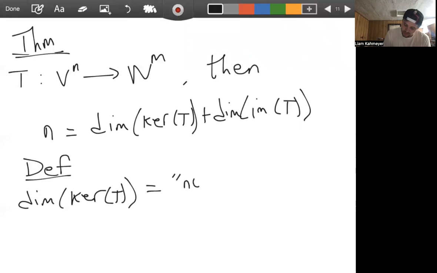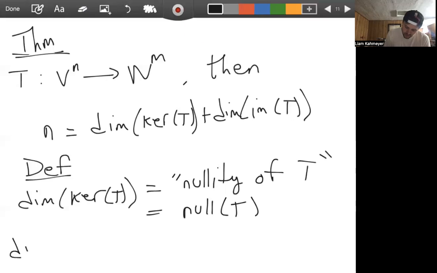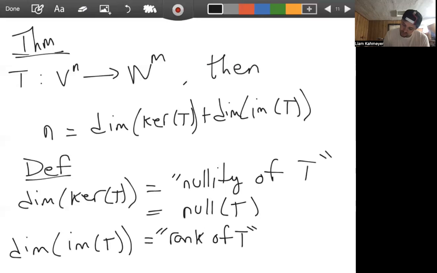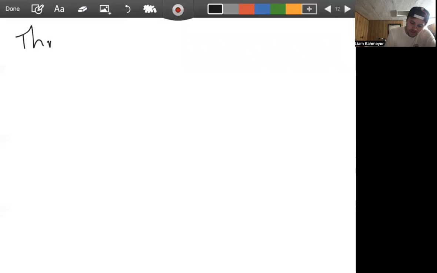In words, this is equal to the nullity of T. We also write this as just null T. And then the dimension of the image of T is equal to the rank of T, which we denote as rank T. Right? Okay, cool. So what does this theorem say? And this is the rank nullity theorem.